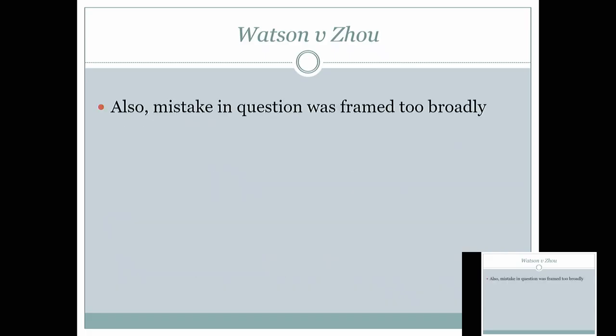And if we look at the mistake that was alleged, or the mistake that was found by the trial judge, that was framed far too broadly. So if you look at paragraph 51 of the Court of Appeal judgment, there are 5 quotations from the trial judge in which the trial judge sets out what the mistake was that they found. So, what are these mistakes?